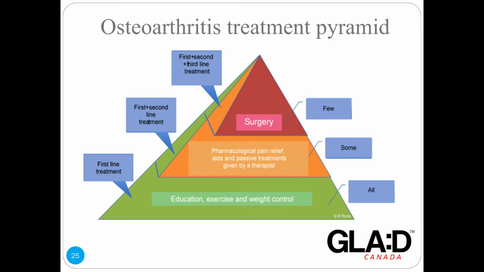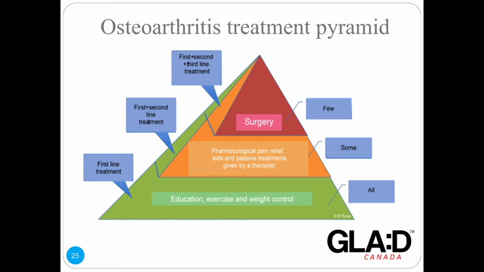Like anything, we need to start at the foundation of this pyramid. What is the foundation but the first line treatment: education, exercise, and weight control. The first line of treatment encompasses all people who have osteoarthritis. We want to give you some education, get you moving and exercising with targeted exercises for the specific joints, and help you with some weight control. This is the first step, and this is the GLA:D Canada program. So if you're dealing with osteoarthritis, this is the first step of what you need to do to help control your condition.